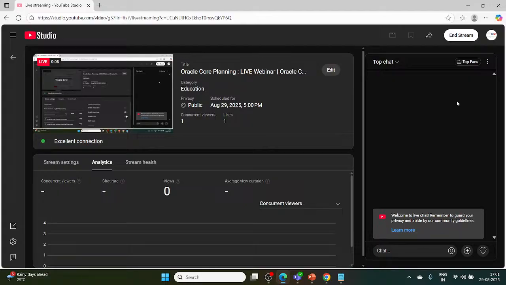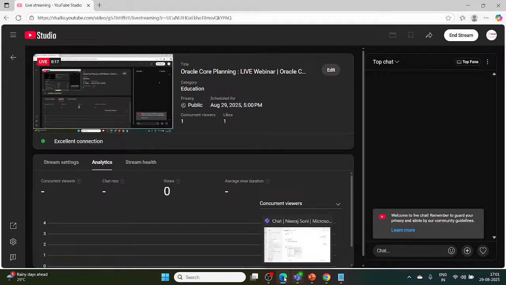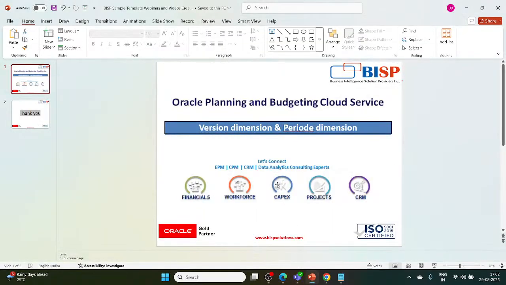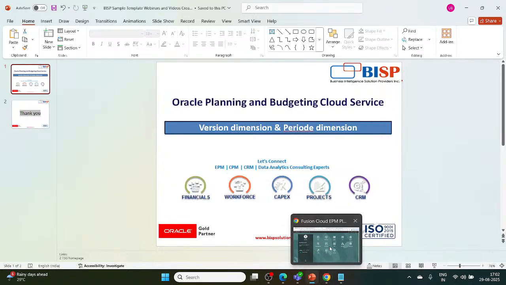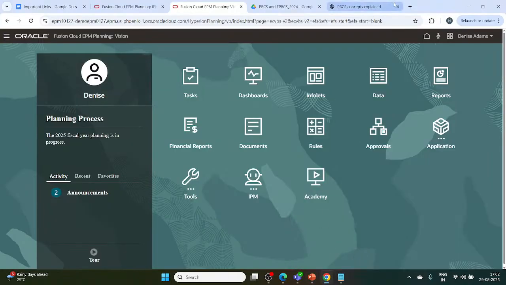So our today's concept is version dimension and period dimension. Before starting the concept of version dimension and period dimension, I will let you know about a few concepts which we left yesterday. So we will just move to the concept. First of all, I will move to the instance, and then you will see here are some concepts which we left yesterday.